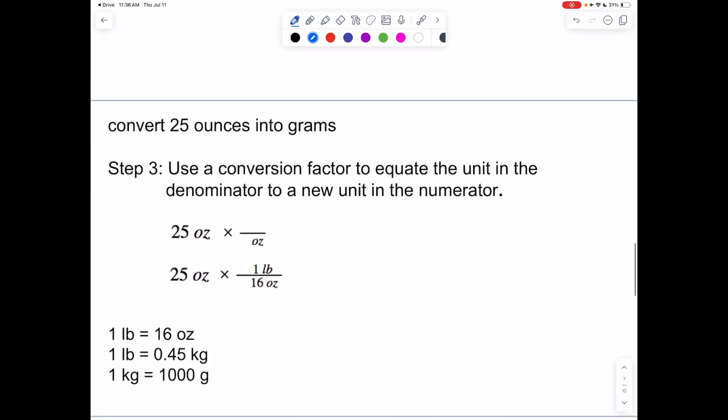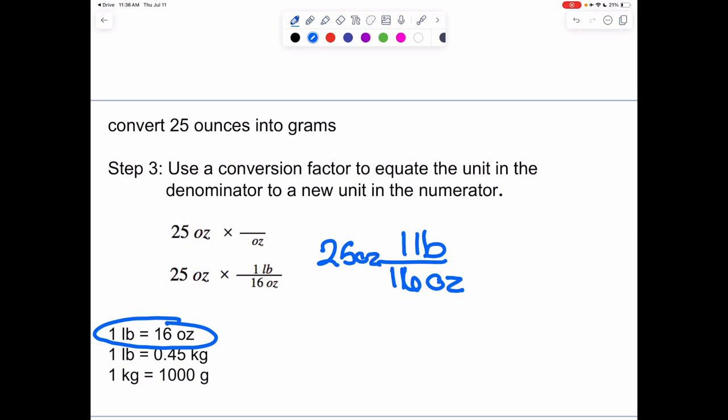Now we're going to use that conversion factor to equate the units in the denominator to a new unit. So we're trying to go into grams. We don't have an ounces into grams conversion factor, but we do have an ounces into pounds conversion factor, and then maybe that can help us from there. So we know that for every 1 pound, there are 16 ounces. And because we put the ounces on the bottom, when we multiply these across, our ounces are going to cancel out. So our new answer would be in pounds instead of ounces.